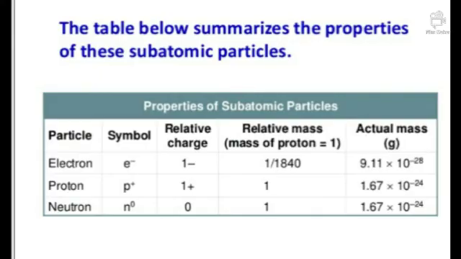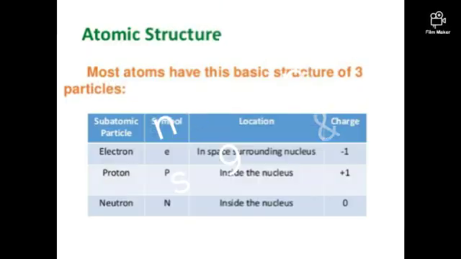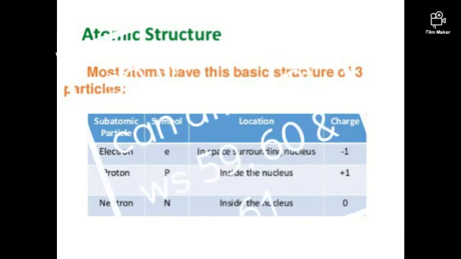So we can now compare the properties of the three subatomic particles. The electron has the symbol e minus. Its relative charge is 1 minus. We are comparing it with the charge of the neutron. The electron occupies the space around the nucleus. The protons and neutrons are present inside the nucleus.